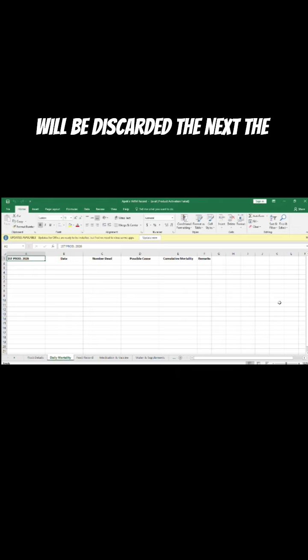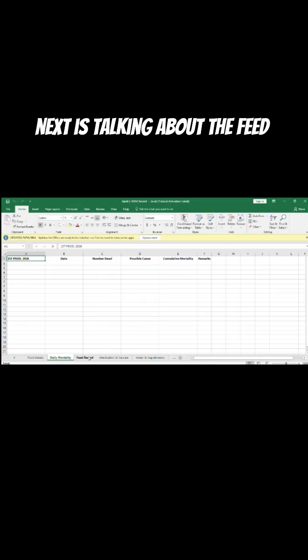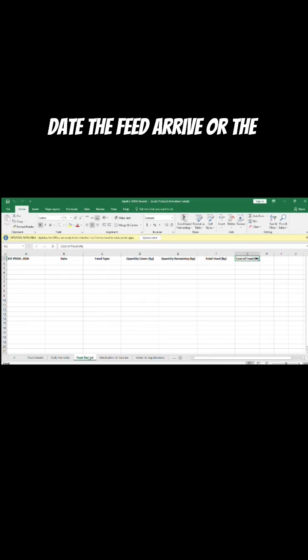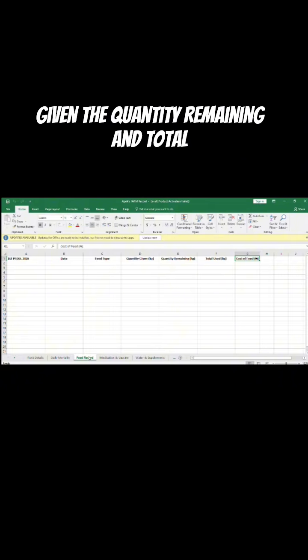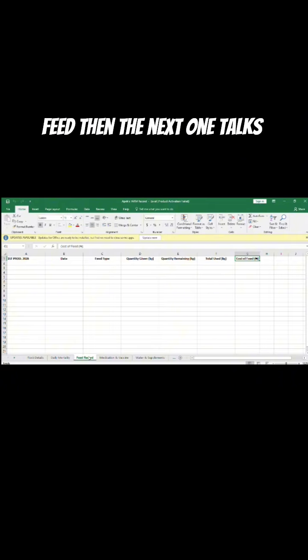The next sheet is about daily mortality. That is the date it happened, the number, the possible cause, the cumulative mortality, and the remark. The next is the feed record. The feed record includes the date the feed arrived or the date they are being given the feed, the feed type, the quantity given, the quantity remaining, and total used in kg and cost of the feed.